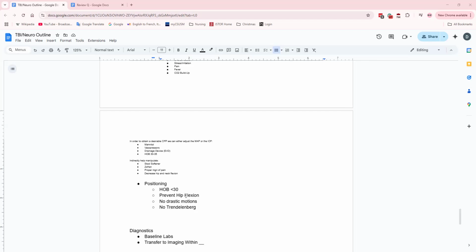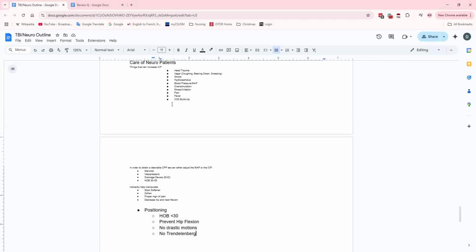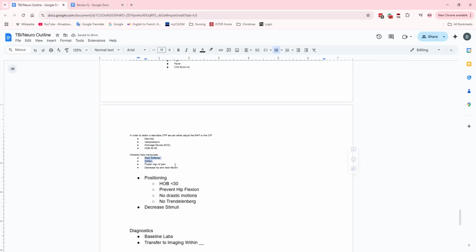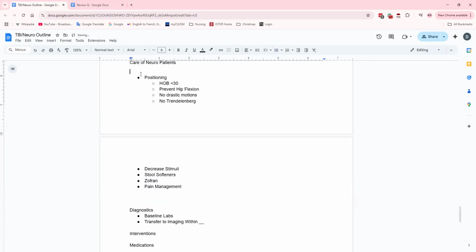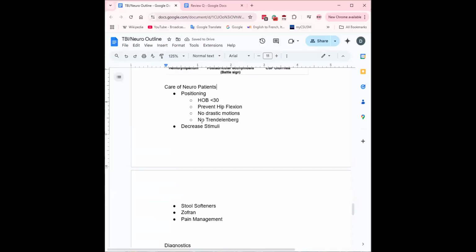All right, what else can we do other than positioning that potentially is listed over here somewhere? Calm environment. I like that. So decrease stimuli. We did stool softeners previously. We said Zofran, pain management. I think it's probably easier if we just talk about the things we already mentioned. We'll just do this. Keep it simple. Yeah, no straining.